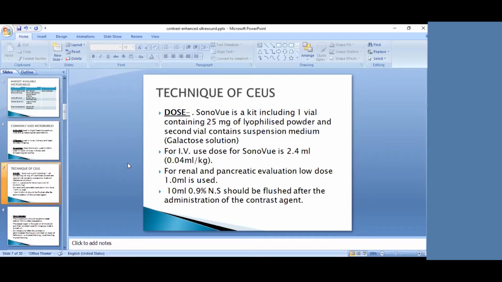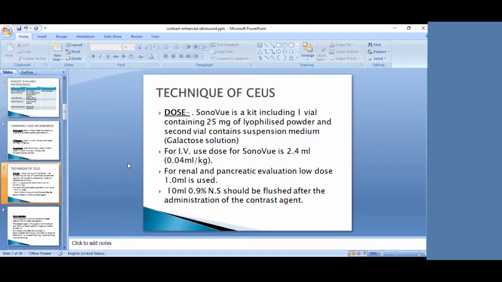For IV use, the dose of Sonovue is 2.4 ml. How will we calculate it? If we want to calculate it according to body weight, it is 0.04 ml per kg. The total dose is 2.4 ml. For renal and pancreatic evaluation, we will use a lower dose, which is 1 ml.